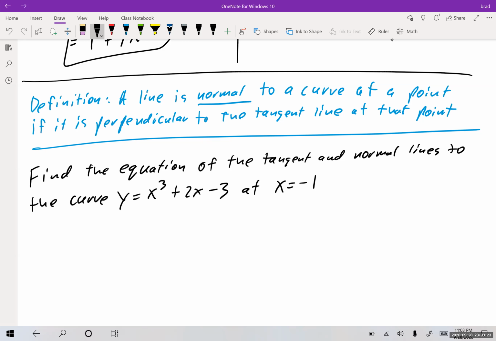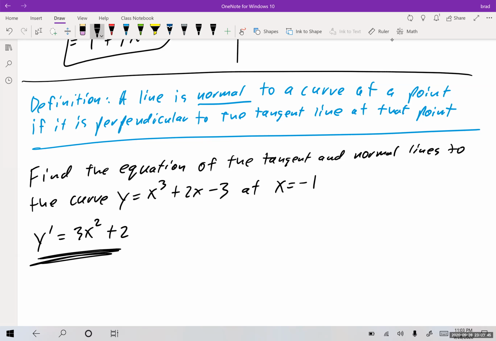So in order to find a normal line, it has to be perpendicular to the tangent line at that point. That means we first need to find the tangent line. In order to find the tangent line, we need a derivative. So y prime is equal to 3x squared plus 2. I just took the derivative real quick.